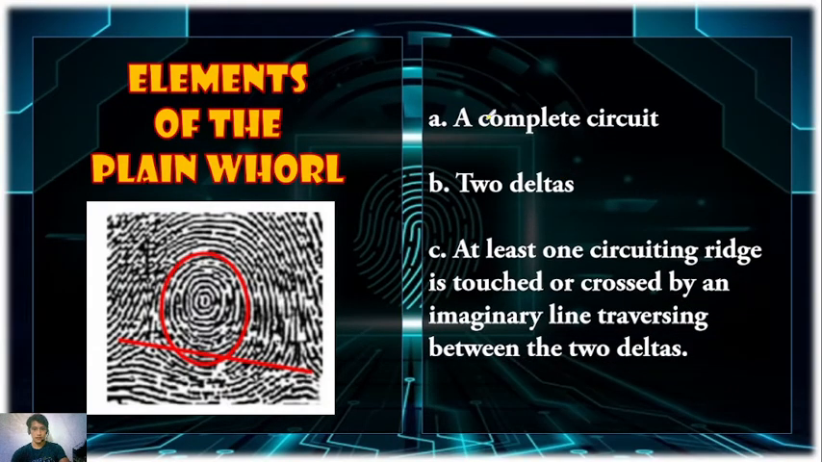So let's try to have here one by one. So it has a complete circuit. So makikita nyo ba dito, or meron ba kayong makikita dito a ridge that forming a complete circuit or isang ikot or buong ikot? So as we have seen, there are lots of ridges forming a complete circuit. So with that, at least, it has lots of circuiting ridges.